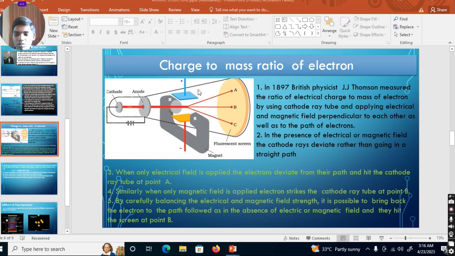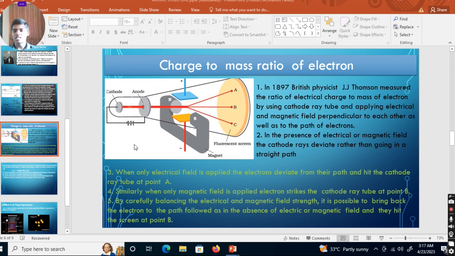See, this diagram is also a discharge tube, which is somewhat different from the previous diagram you have seen in the first video. But this is also a discharge tube. But here there is one difference. We have taken the electric field and magnetic field. In the previous diagram, we had not taken them. Now see how he calculated the charge to mass ratio of the electron.